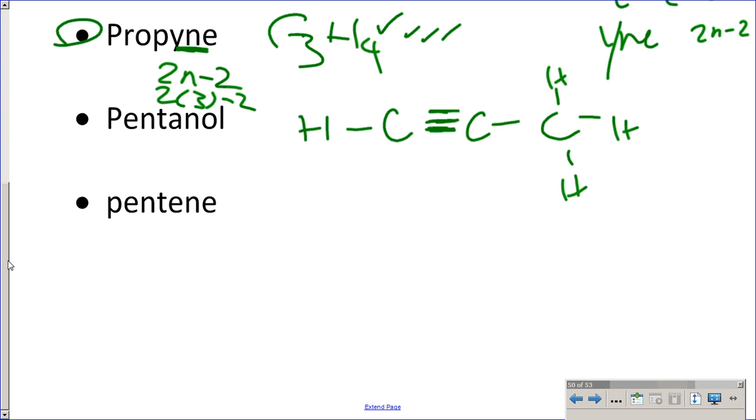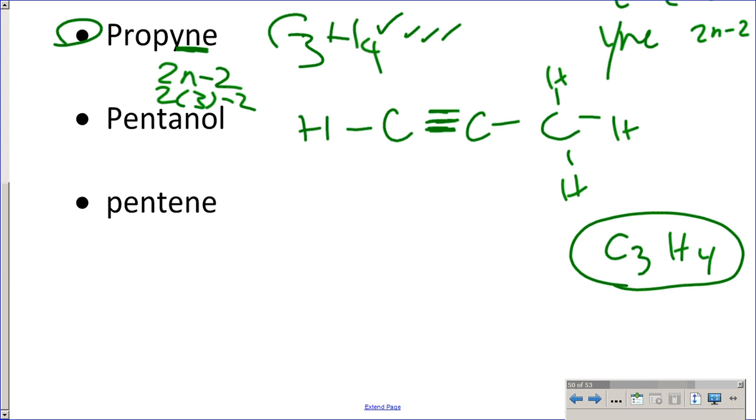So sometimes I'll draw them out for you, and if I draw it out, you can get the formula. You can go, oh yeah, that's 3 C's and that's 4 H's. You can get the formula from a drawing too. And then if I give you that formula, you would have to be able to tell me that 3 means prop, and that 2N minus 2 for the H's means yne. So from a formula, you want to get propyne. Alrighty?